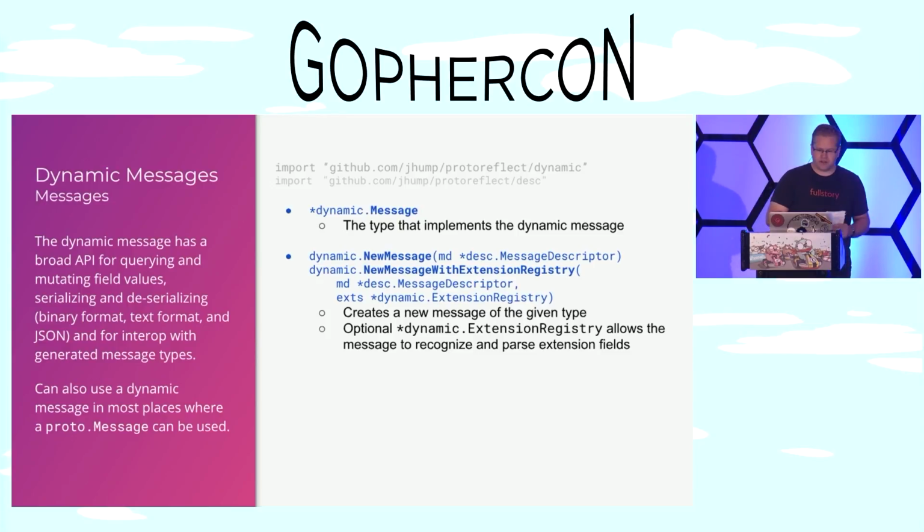Dynamic messages. There's a dynamic package in the Protoreflect repo, and its main type is this dynamic message. Now this type has a pretty wide API for setting and querying field values. You can ask for or set fields by name or by that int32 tag or even with a field descriptor. And it also provides methods for the serialization formats like the well-defined Protobuf binary format, text format, JSON, etc.